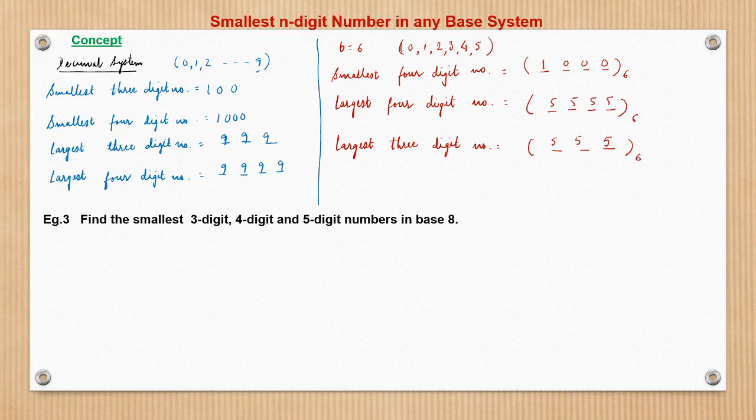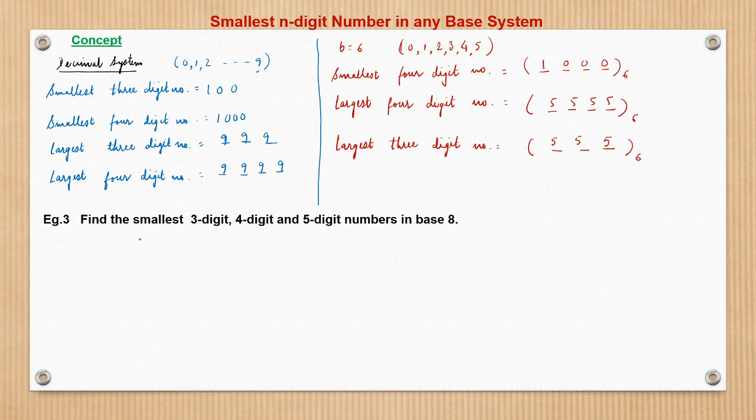The idea you should get is how to arrive at the highest and the lowest n-digit number in any base system. We can draw a very similar analogy from what happens in the decimal system to any other system we are working in. So on this basis, we'll solve some examples.